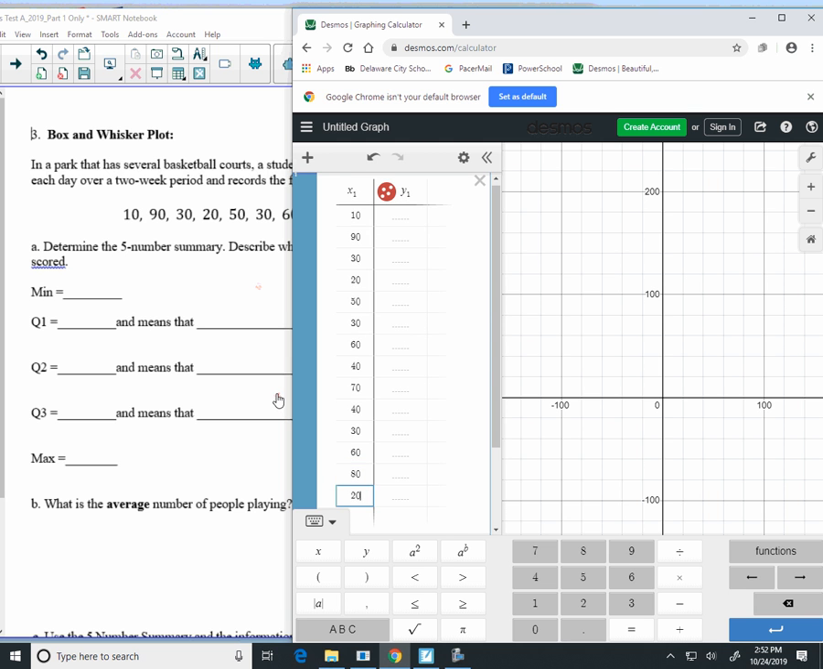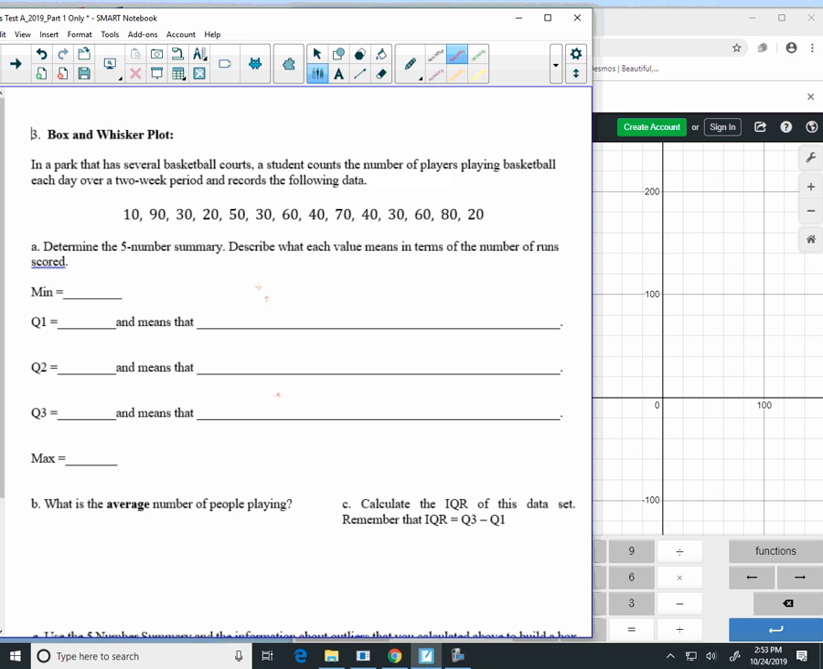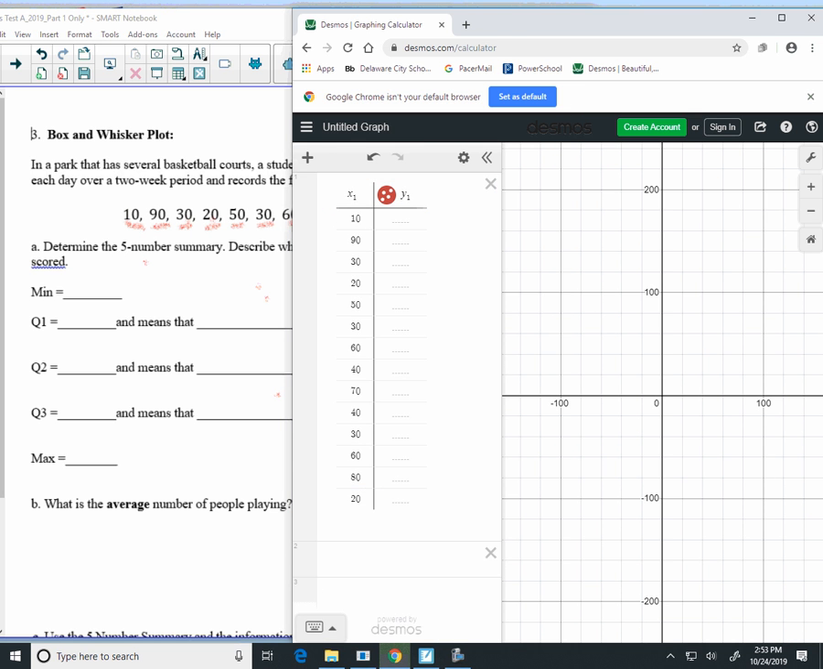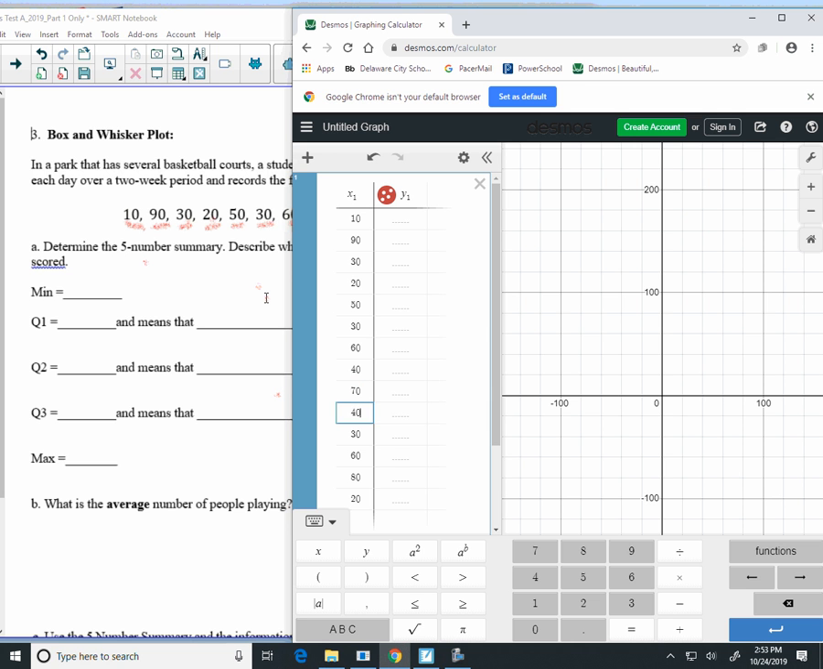A good thing to do is make sure that you have the right number of things here. 1, 2, 3, 4. There you go. 1, 2, 3, 4, 5, 6, 7, 8, 9, 10, 11, 12, 13, 14. Make sure you have 14 pieces of data in your list.